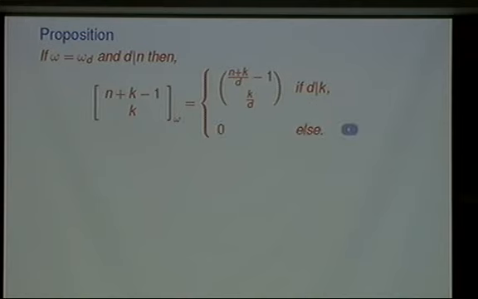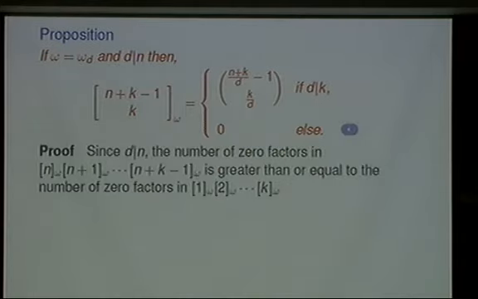Again, this is really easy to see, so let's go through the proof. This is the heart of the proof right here. Remember that d divides n. Right after we do cancellation, look at the products that are left on the top and the bottom. On the top, we'll have n times n plus 1 up through n plus k minus 1. And on the bottom, we'll have k factorial.